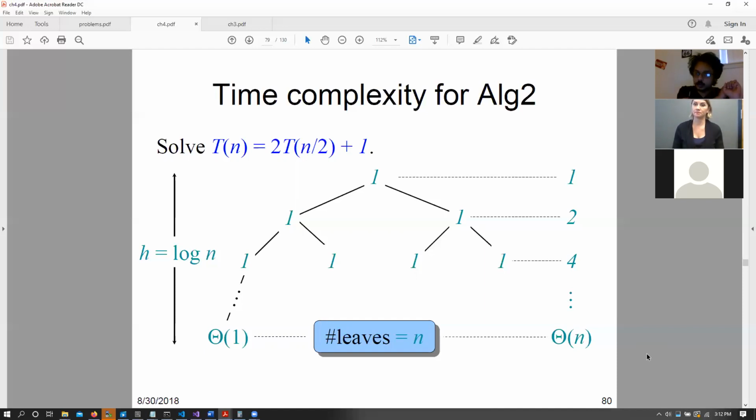Because that is what we need to do, right? For every node here, we need to add 1. So essentially, we need to find the number of nodes in my tree, and that would be the time complexity of my algorithm. Does everyone agree with that? That if I count the number of nodes in my tree, that is the time complexity, right?